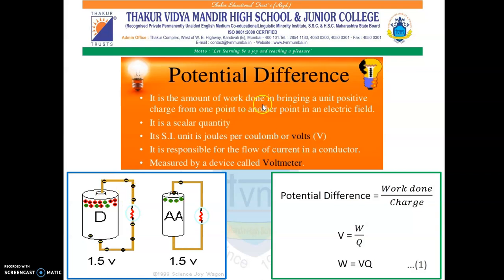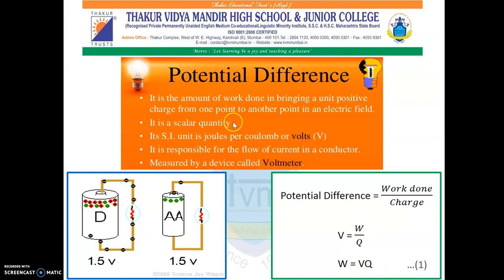So, the amount of work done in bringing a unit positive charge from one point to another point in an electric field is called the potential difference between the two points. As per the definition, we can get the formula of potential difference as work done upon total charge that is transferred. So, V indicates the potential difference, W is work done and Q is the charge that is transferred. So, W equals VQ.